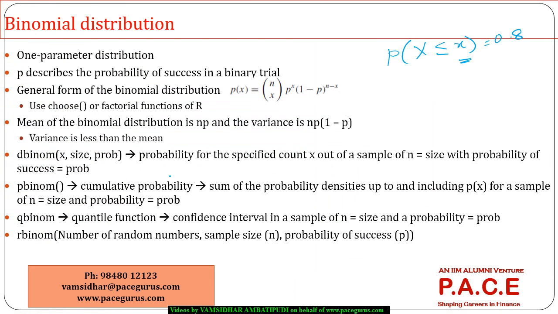And rbinom, we have seen, we can randomly generate numbers following a binomial distribution. So those are some of the things that we can be comfortable with regarding the binomial distribution. You can create plots, bar charts, etc. You can understand the data more and more comfortably.